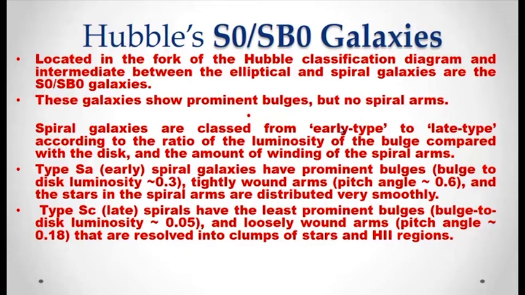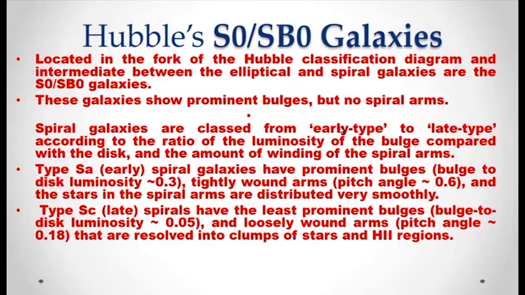So S0 to SB0 is classified according to the ratio of the luminosity of the bulge compared with the disk. The type SA, which is early, has prominent bulges. The bulge to disk luminosity ratio is approximately 0.3 for this SA type spiral galaxy. Then for tightly wound arms, the bulge to disk luminosity ratio will be approximately 0.6, and the stars in the spiral arms are distributed very smoothly.